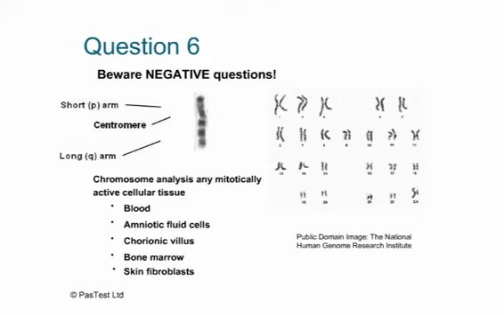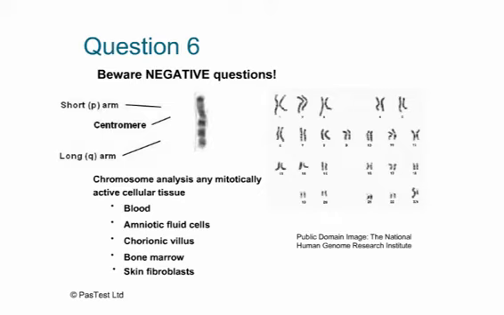Chromosomes can be analysed from practically any mitotically active cellular tissue, but the commonest ones which are used in practice are blood, amniotic fluid, chorionic villus samples, and also bone marrows and sometimes skin fibroblasts.